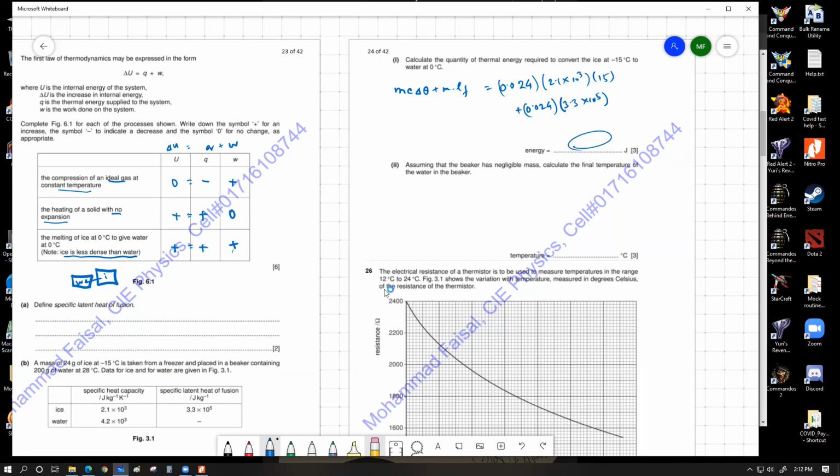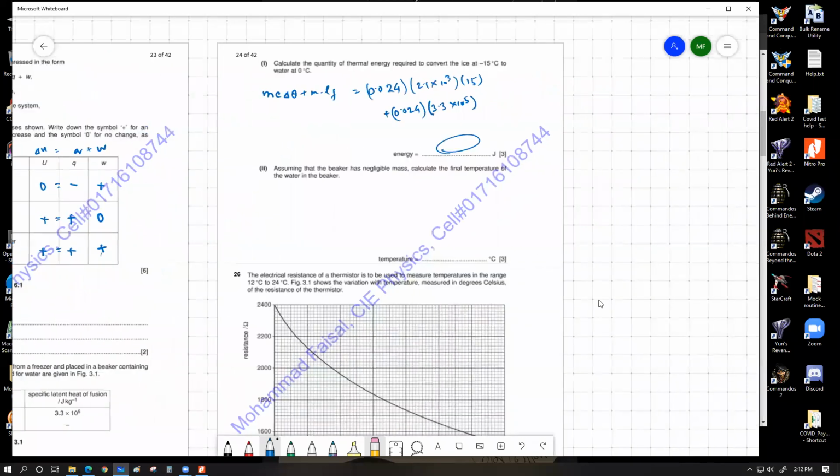And then the question says, assuming that the beaker has negligible mass, calculate the final temperature of the water in the beaker. So that's pretty simple. Heat absorbed should be equal to heat given up. But in this case, the heat that would be absorbed by the hot water would be used to increase and reduce the temperature at the same time. So let me just try to draw a figure for this one in the preferred way that I usually show.